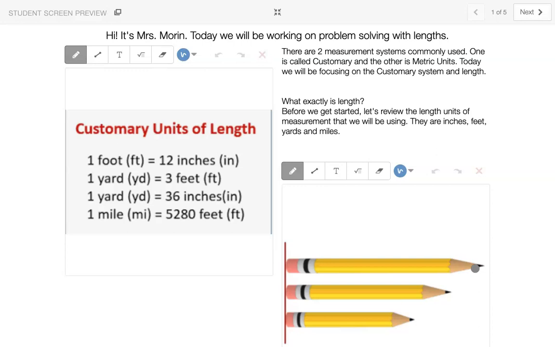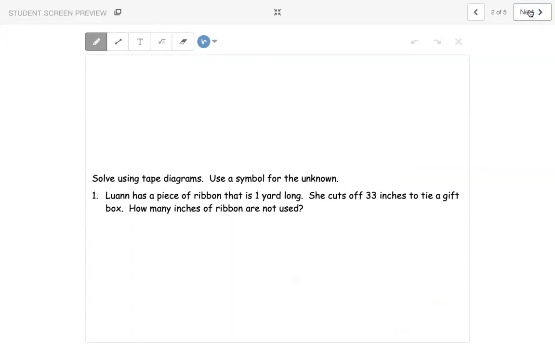Before we get started, let's review the length units of measurement that we will be using today. They are inches, feet, yards, and miles. I have a conversion chart over here that you should copy down, converting different units. We won't be using all of them today, but you should still copy them down so that you have them, and have extra paper, because we will be working on tape diagrams today, and I want you to do the work with me. So we're going to solve using tape diagrams.